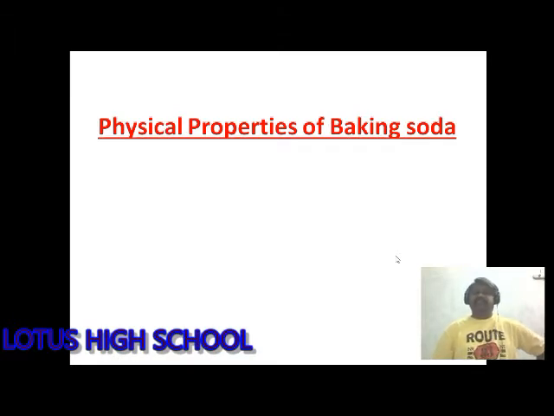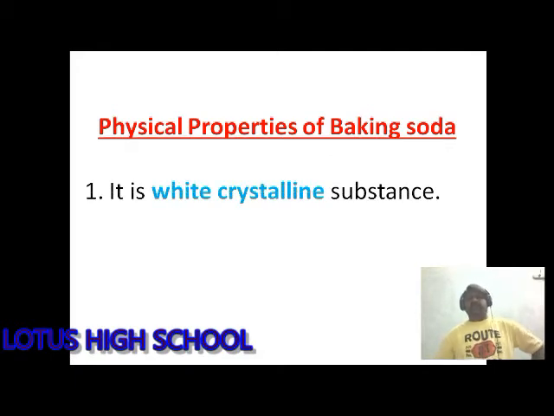Properties means there are two kinds: one is physical property and the second is chemical property. First, the physical property: it is a white crystalline substance. You may have already observed baking soda at home, or in a bakery, present in a white crystalline state.